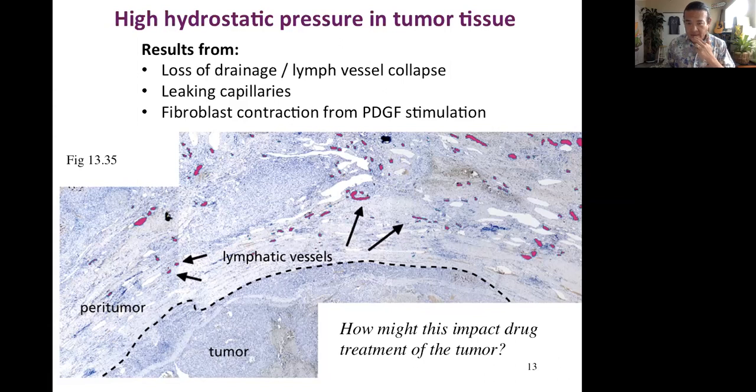Less drug would be able to go into the... Yeah, exactly, right? So you would actually have less drug actually getting into the tumor. And so that means you'd need to have a much higher dose of drug given to the patient just so that the tumor actually gets targeted by sufficient dosage.